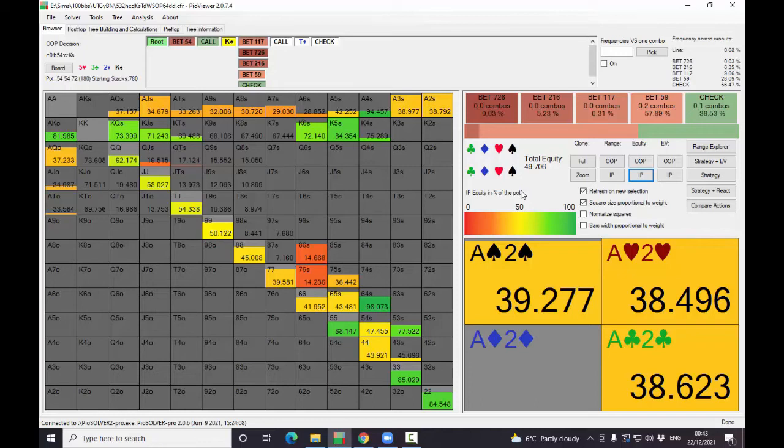The player who's betting will be betting some hands as a bluff. The caller needs to have something to call. They're not just going to call with nothing. So typically their range strengthens more than the bettor's. So you can see the ranges have come together in terms of the equity.